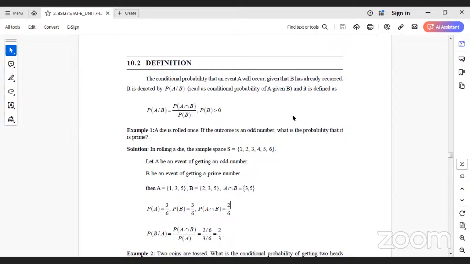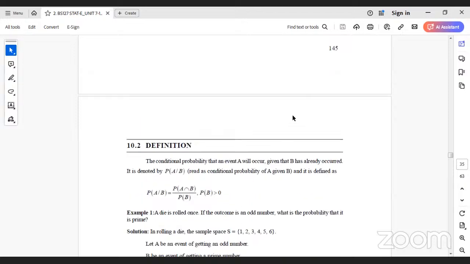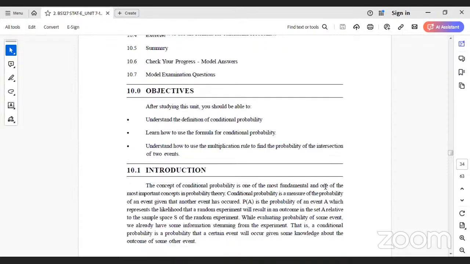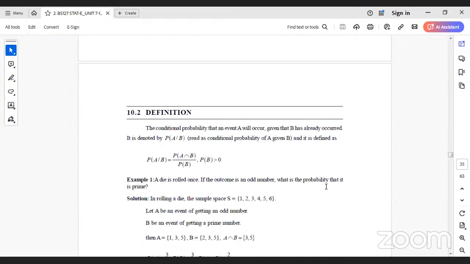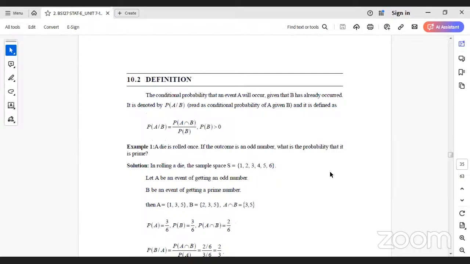Today we will discuss conditional probability. The conditional probability that event A will occur, given that B has already occurred, is denoted P(A|B). It is read as the conditional probability of A given B, and it is defined as P(A|B) = P(A ∩ B) / P(B), where P(B) is greater than 0.